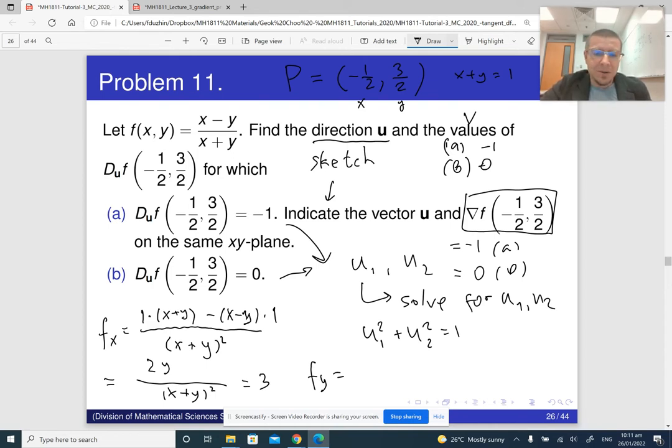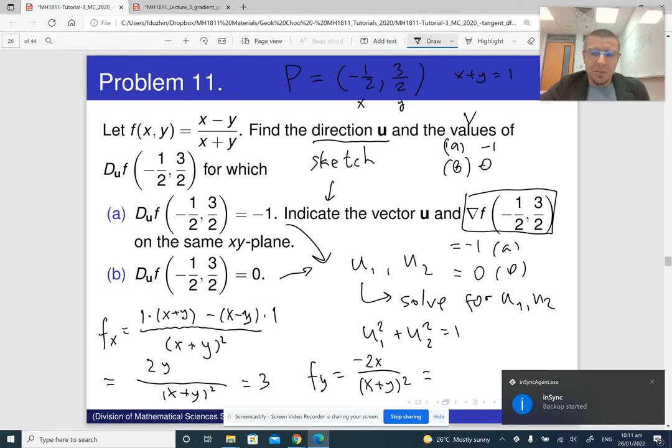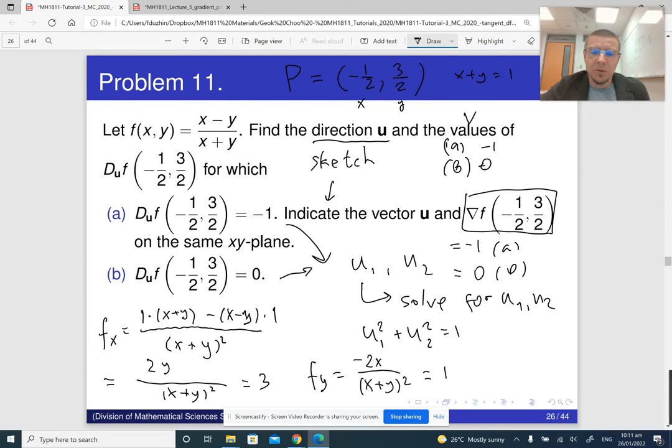Okay, so switching x and y, we get 2x here over x plus y squared, and then we need to add the negative sign, so it is minus 2x. I mean, if you want, you can check it. Yeah, it's correct. All right, so x plus y is still just 1, so minus 2x, where x is negative 1 half, minus 2x is just 1. Okay, so nabla f at the given point is 3 comma 1.